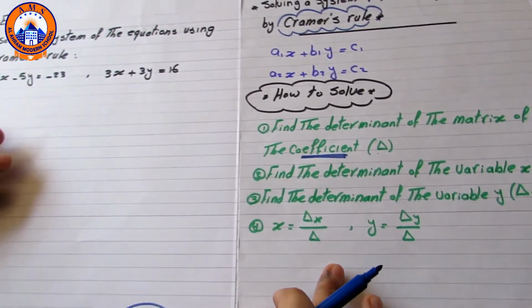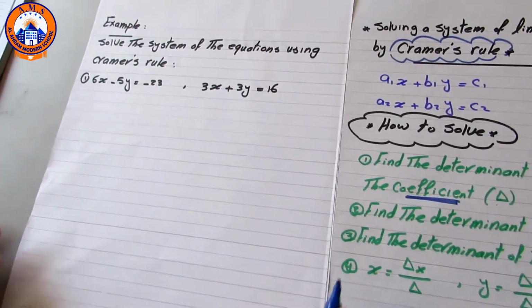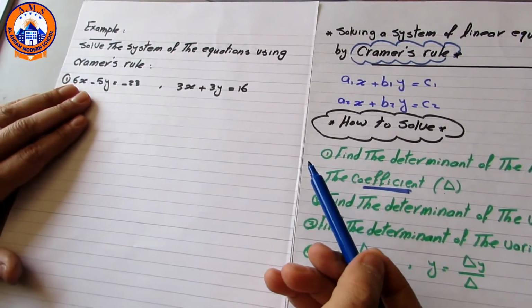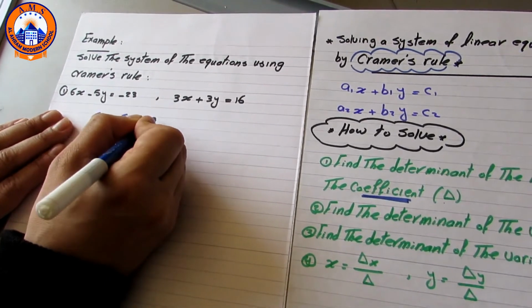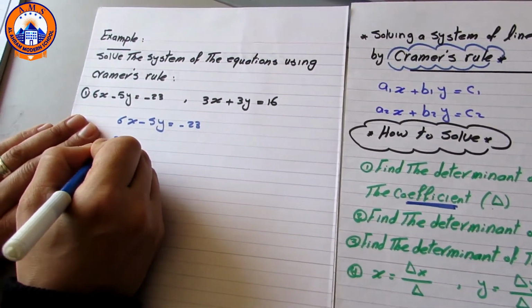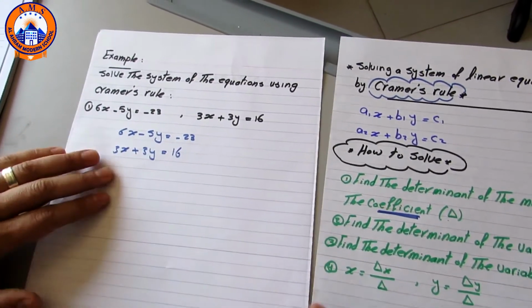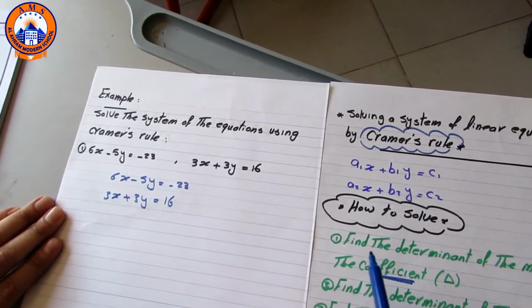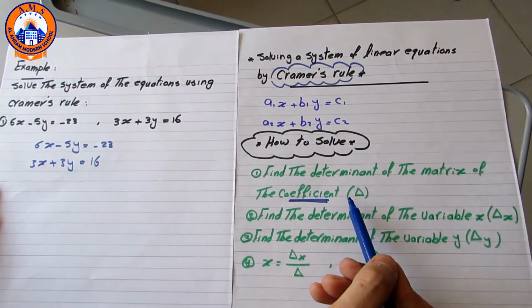Okay, the first example: solve the system of equations using Cramer's rule. We have two equations, 6x minus 5y equals negative 23, and 3y... line up the equations, plus 3y equals 16, and do these steps. Number 1, find the determinant of the matrix of the coefficients, and it's called what?